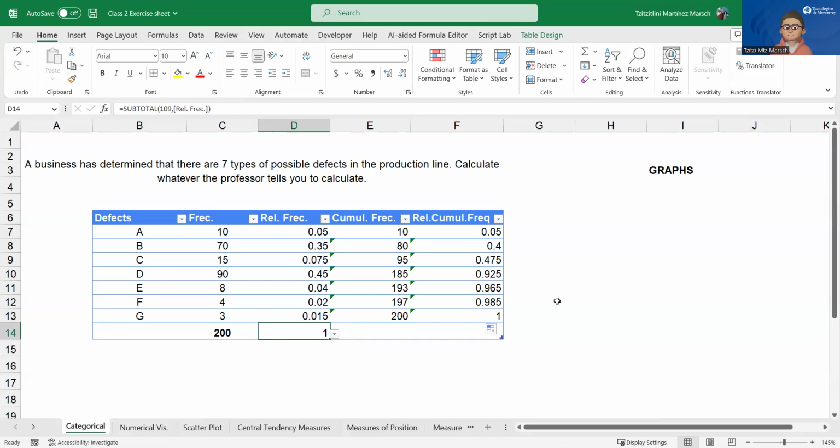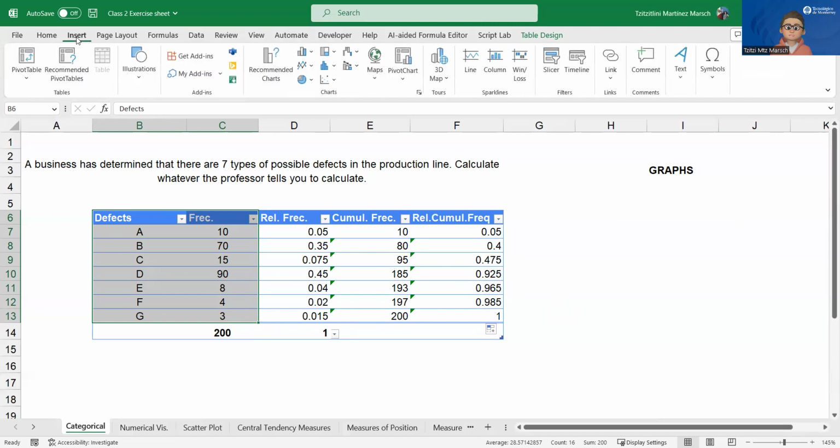Now, how about we do this graph? This graph is very simple. It's going to be a column graph, and we can also make it into a histogram. We want to make it into a histogram because frequencies usually work with histograms. We'll select the defects and we'll select the frequency. We'll go into insert, and there is an option for histogram.